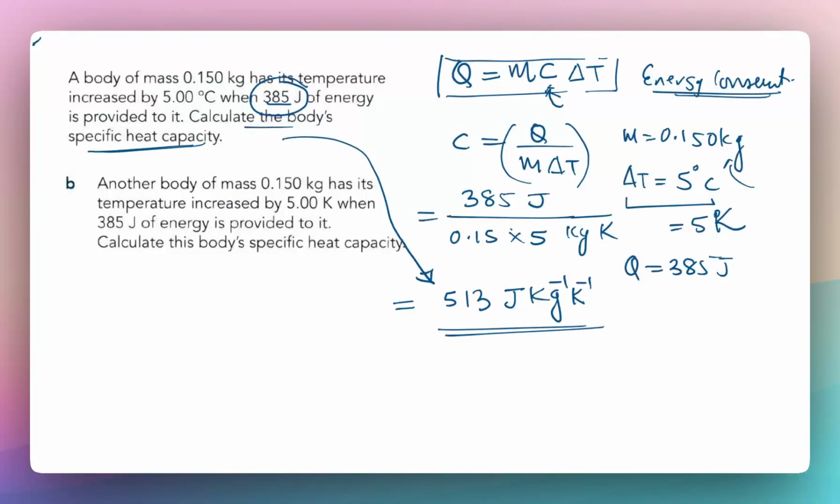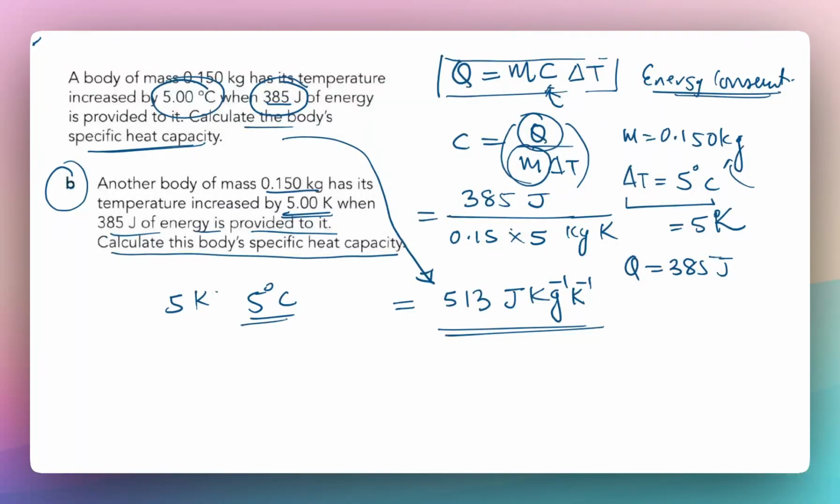So now let's switch to part B. Part B says another body of mass 0.15 kilogram has a temperature increased by 5 Kelvin. So earlier, you see, it was degrees Celsius, now it is Kelvin. When the same amount of energy, 385 joules, is provided, calculate the body's specific heat capacity, right? So everything remains same. So Q remains same, M remains same, and delta T is now 5 Kelvin instead of 5 degrees Celsius. And as I mentioned, whatever the temperature is, the difference in Kelvin and Celsius are the same.